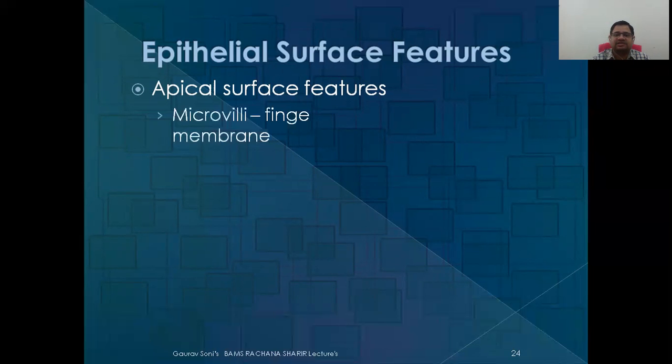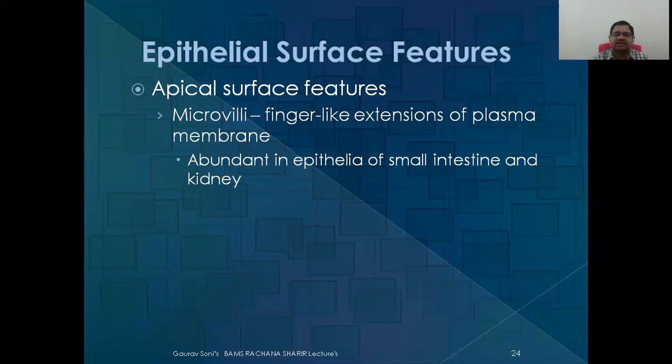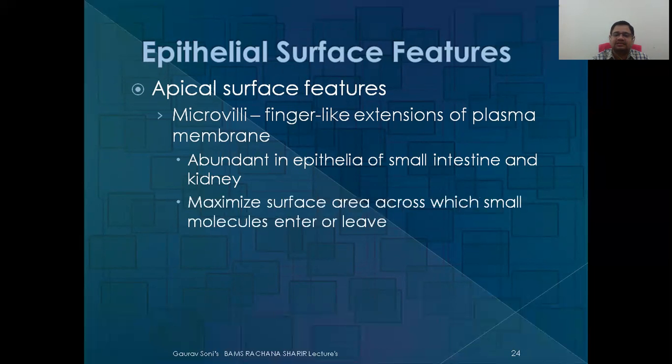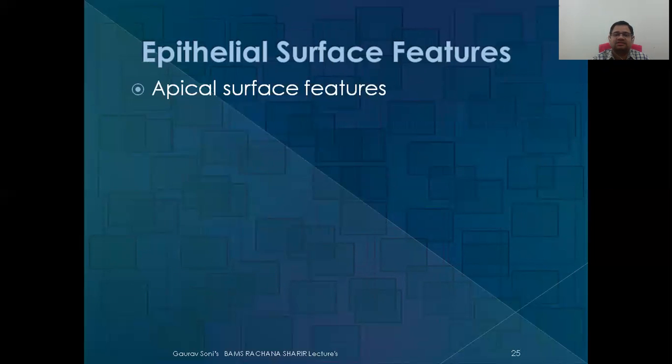The first one is apical surface features. They can be microvilli. They are finger-like extensions of the plasma membrane, abundant in the epithelium of the small intestine and kidney. They maximize the surface area, which helps in absorption, and act as a stiff brush border that resists abrasion.